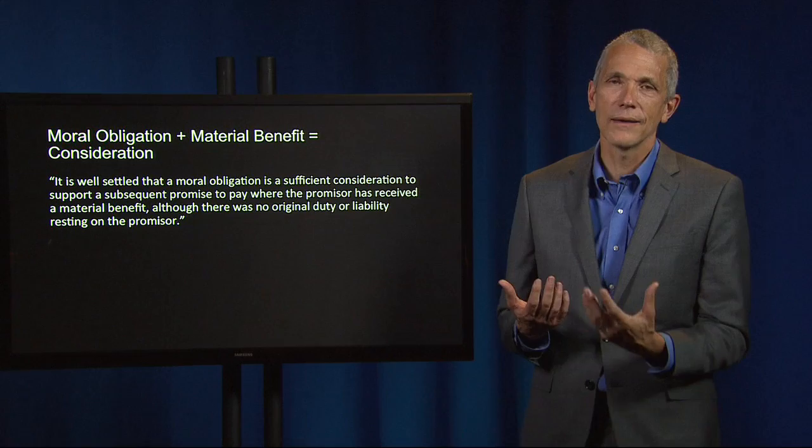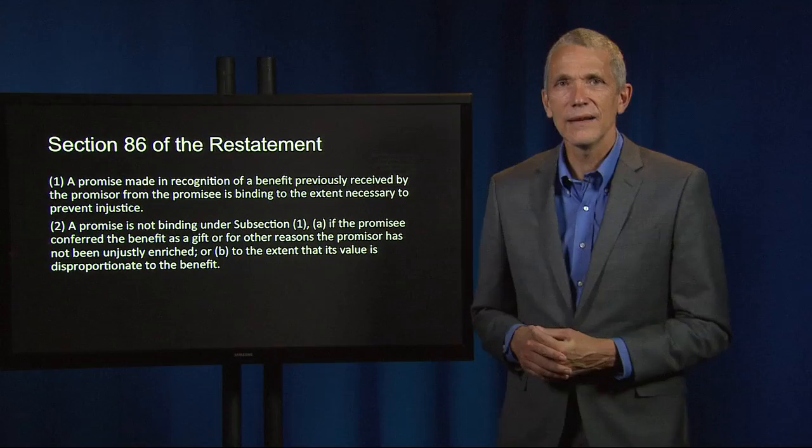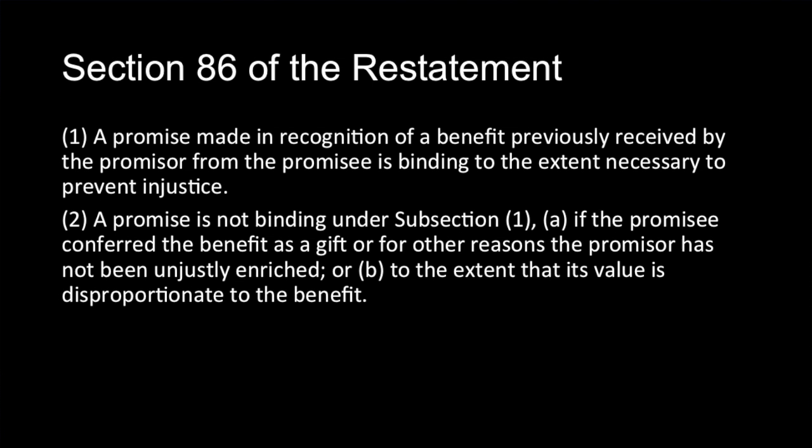As usual, the restatement has something to say about moral obligation, which is fairly consistent with the holding in Webb. Section 86 of the restatement reads, a promise made in recognition of a benefit previously received by the promisor from the promisee is binding to the extent necessary to prevent injustice. And a promise is not binding under the first subsection if the promisee conferred the benefit as a gift or for other reason the promisor has not been unjustly enriched or to the extent that its value is disproportionate to the benefit.